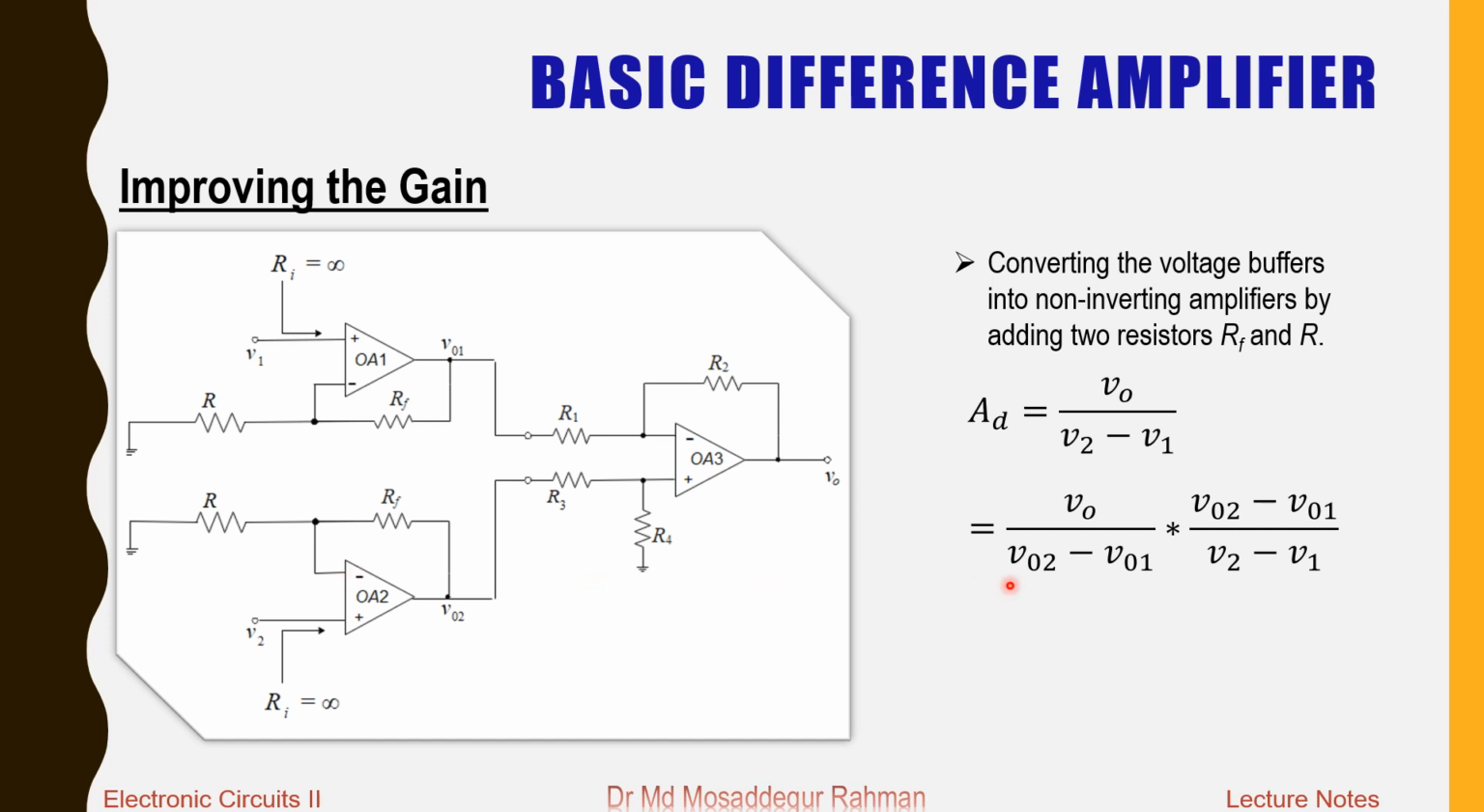So the gain is now expressed as the product of two gains. We can consider the first one, the difference amplifier at the output side, that is the output stage, so that is the gain of the output stage. The second part is our input stage, and this gain factor is basically the gain of this input stage, which we can also call the gain stage, and the output stage is our basic difference amplifier.